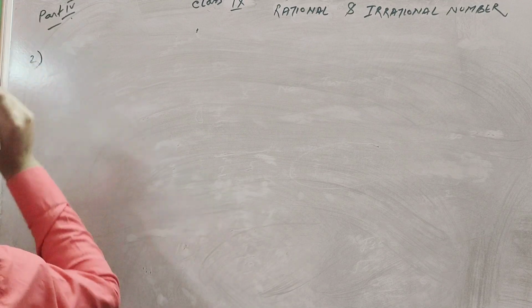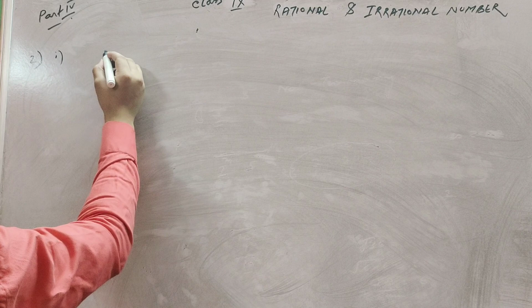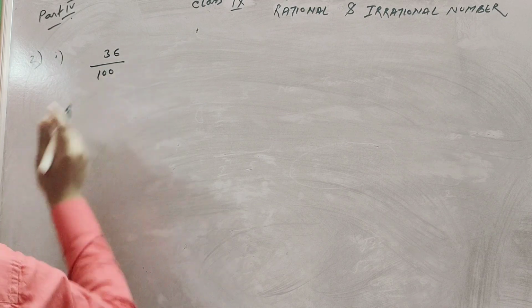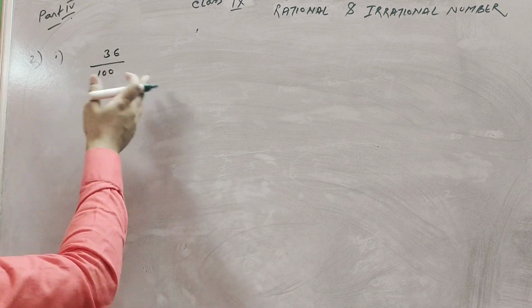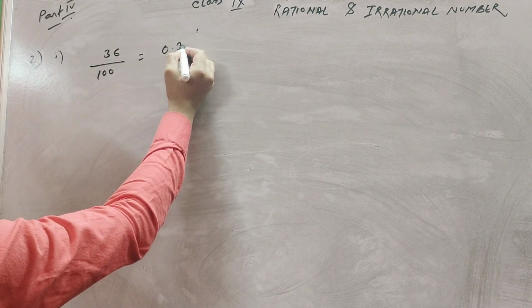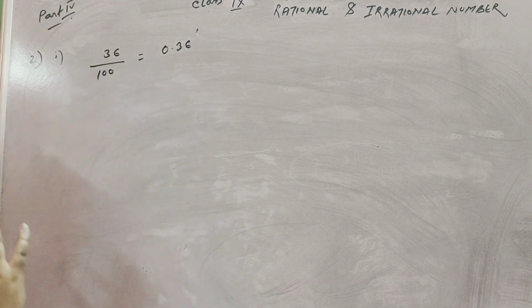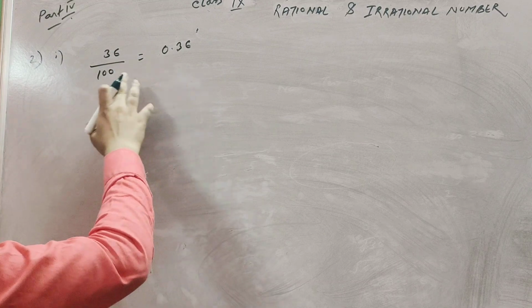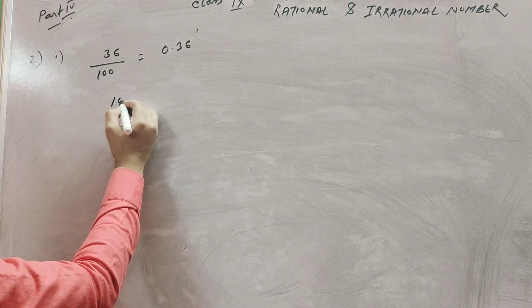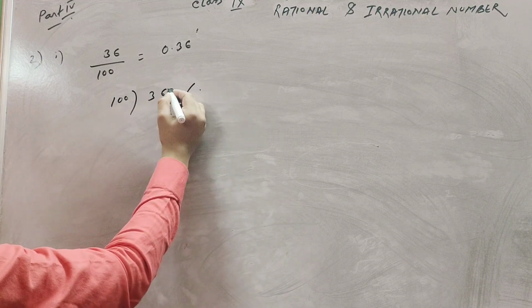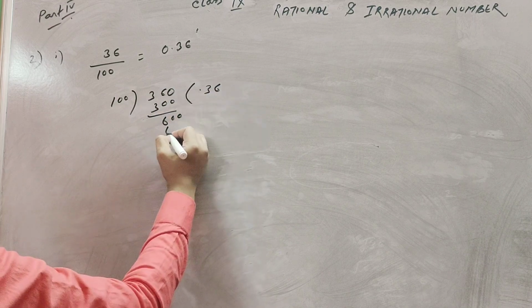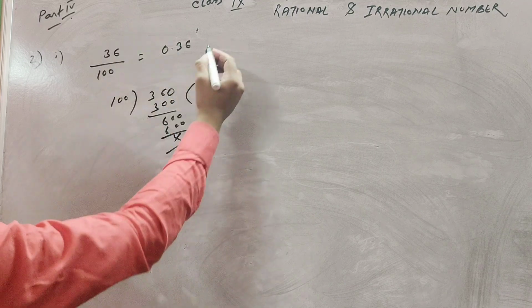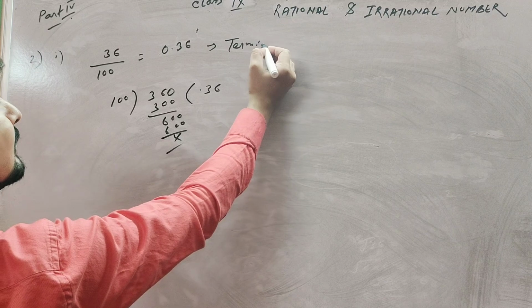Our first question, from question number 2, number 1, 36 upon 100. The question is: write the decimal expansion of the following number and say what kind of decimal it is. We easily write down 0.36, because whenever this number is divided, we get 0.36. So whenever it divides, the remainder becomes 0. That is terminating decimal. Done.